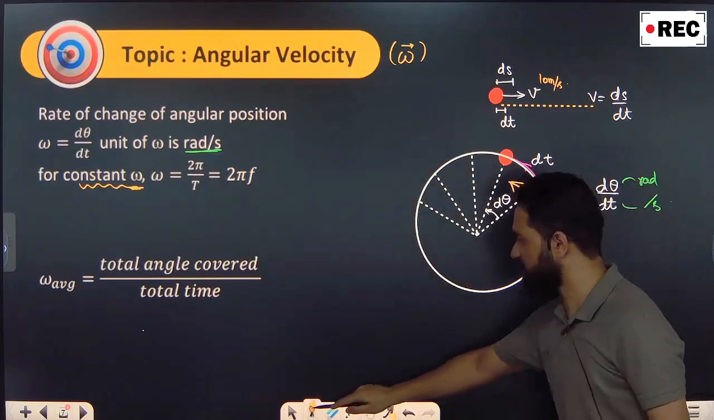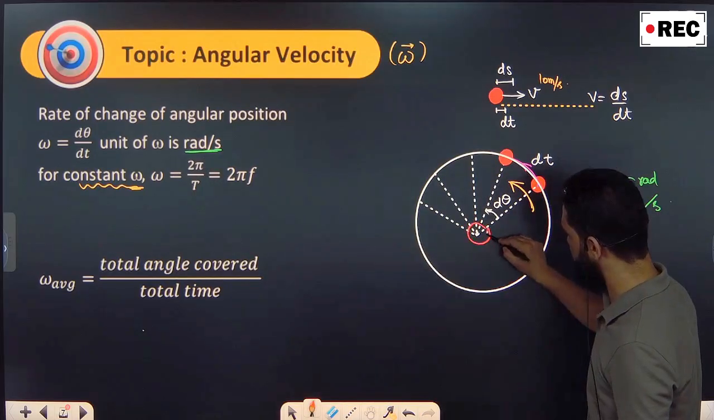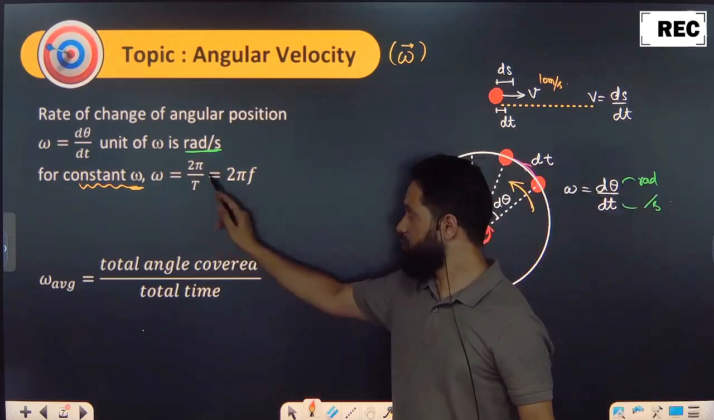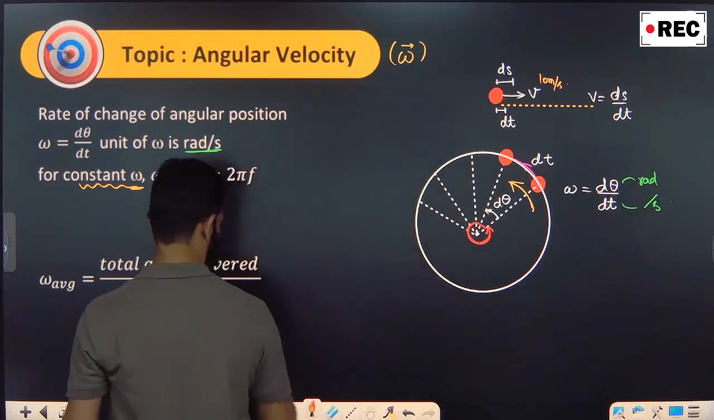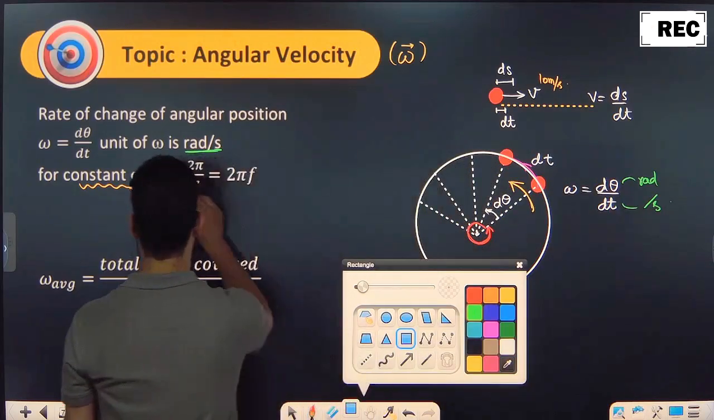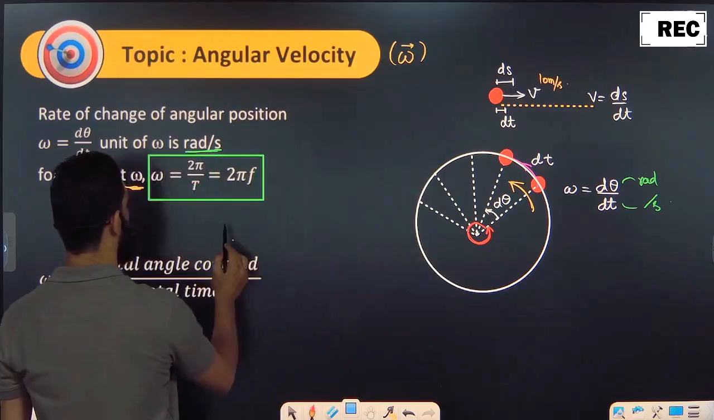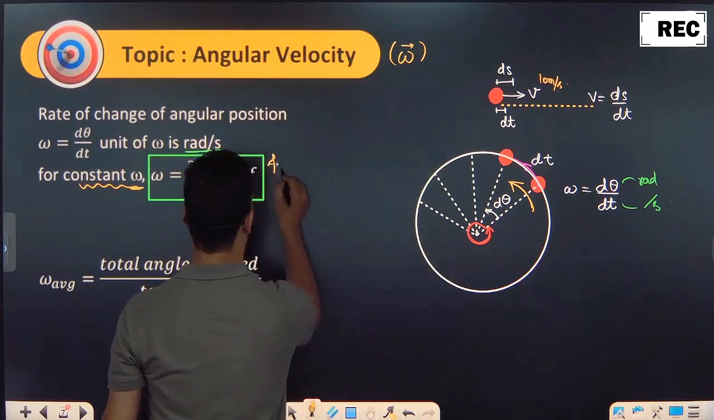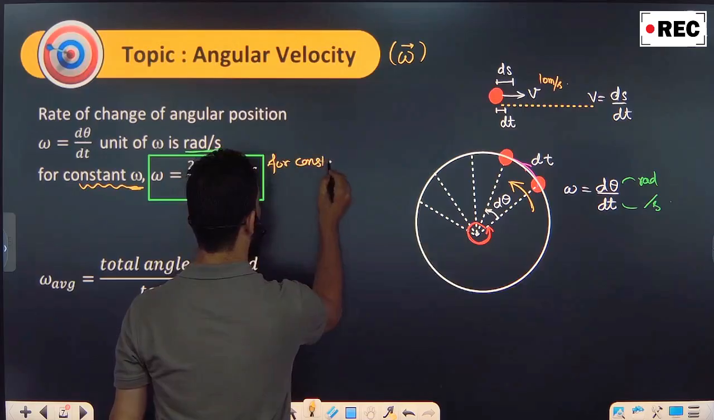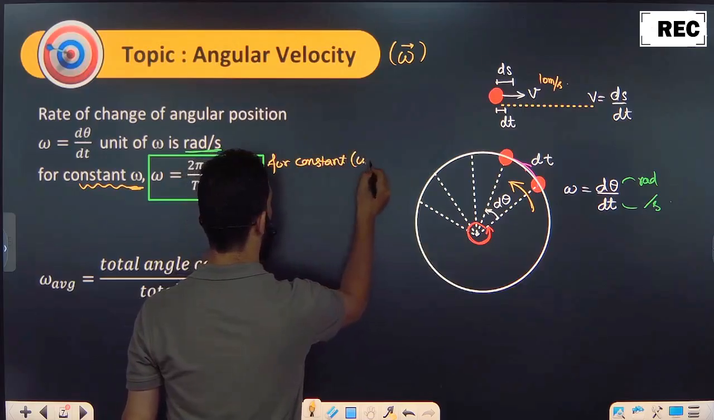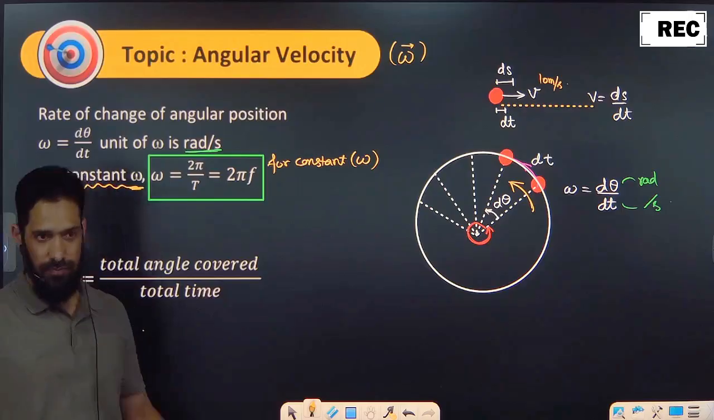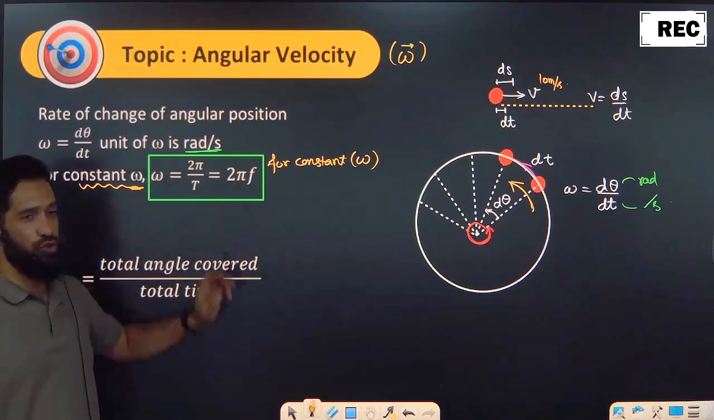pi angular displacement. If I say 2 pi is the angular displacement, how much time is it taking to cover 2 pi? That we define first of all as time period. So 2 pi by T or 2 pi f, it's a very important formula for constant omega. It is valid for constant omega. This formula is used in physics multiple times. Omega is 2 pi by T, omega is 2 pi f.